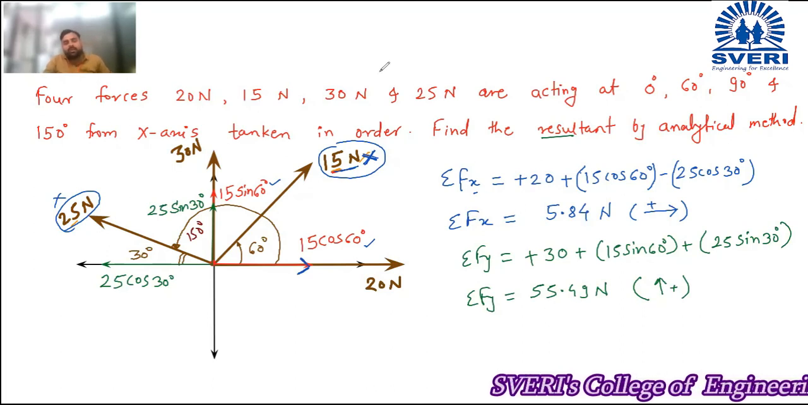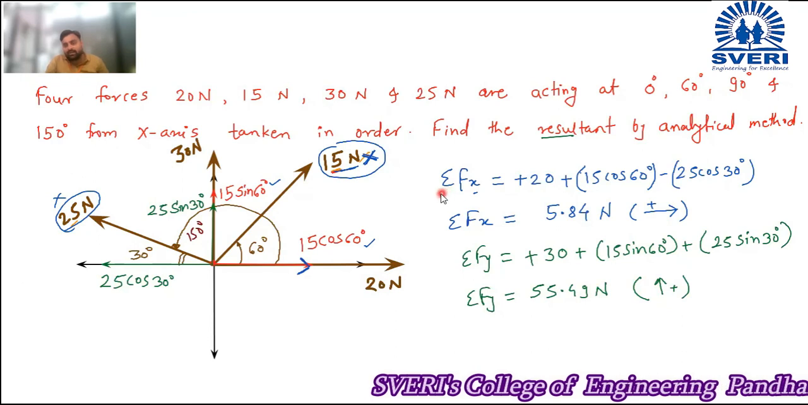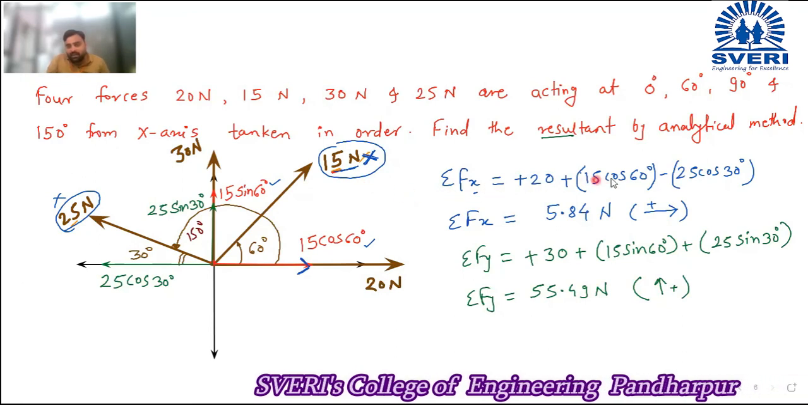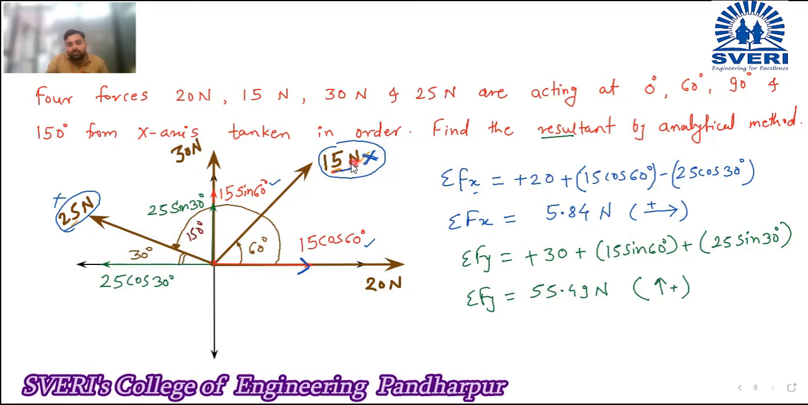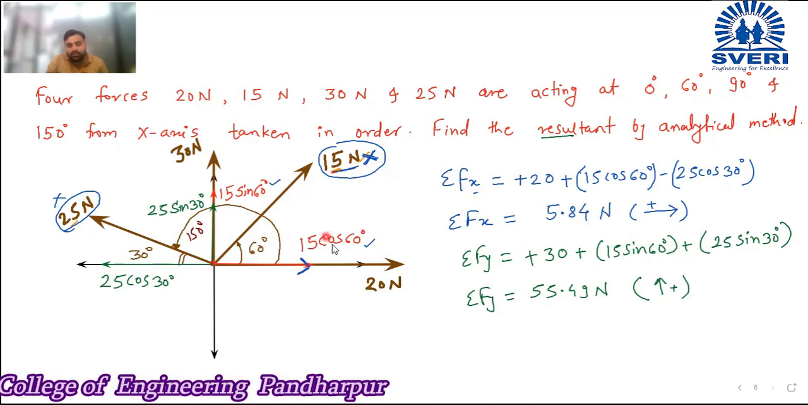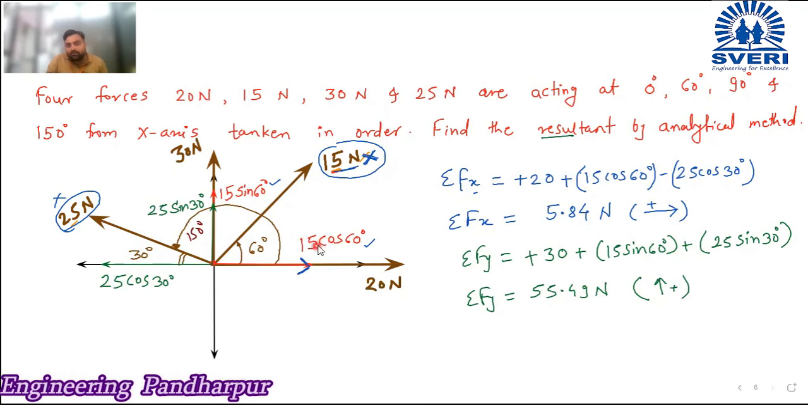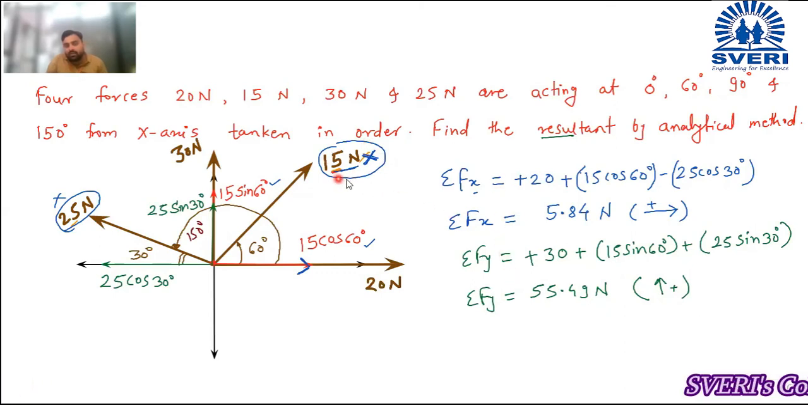Now if you observe carefully over here, understand this. In summation Fx, this 15 Newton force is an inclined force. So that is why we have resolved this force into two components. And these two components we have considered in summation Fx and summation Fy while doing the calculation. We have not considered this force.